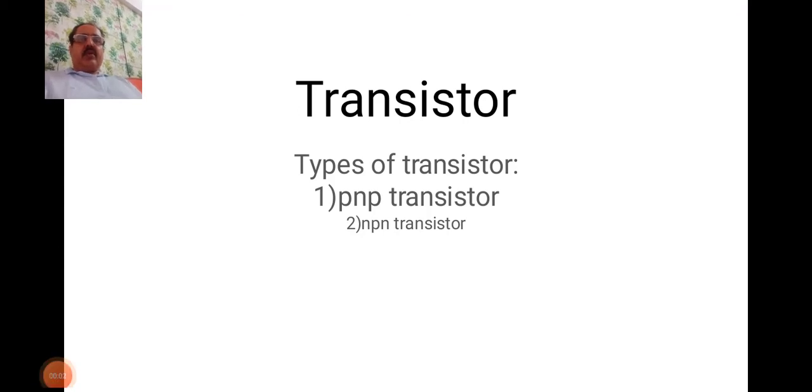Today we are going to consider a transistor. First we have to consider what is the definition of a transistor. A transistor consists of two p-n junctions formed by a sandwich of either p-type or n-type semiconductor. It works between a pair of opposite type. According to this, we can say that transistors consist of two types: one is the NPN transistor, another is the PNP transistor.